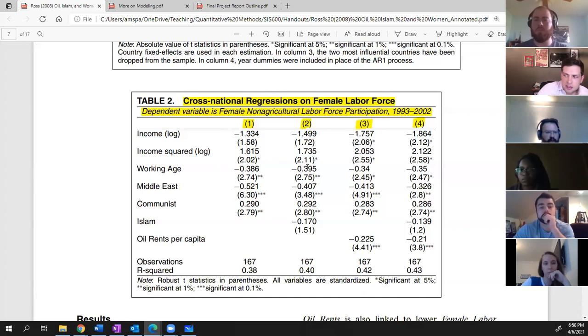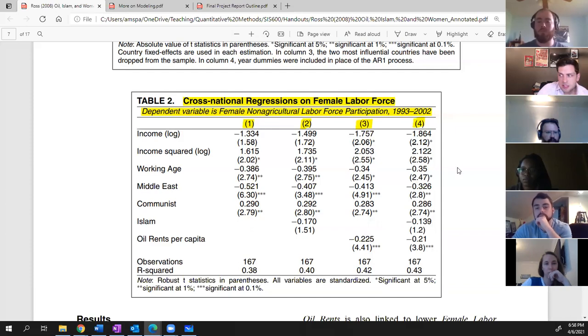In the second, it's just the controls, and then what about that other explanation of Islam? And he's trying to show you that, see, it doesn't really have any effect. At least not one that we can be confident in. What about my explanation, says Ross, right, of oil rents? Oh, it is statistically significant in the direction he expected. And also increases his R squared.